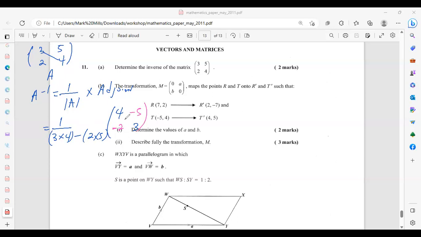So remember, you switch the 4 and the 3, but you change the sign of the other diagonal. So here you give me 12, and you give me 10. So that means it's giving 1 over 2, open bracket 4, -5, -2, and 3 as my answer for the inverse of that. Then that will give you your 3 ones. Oh, 2 marks.